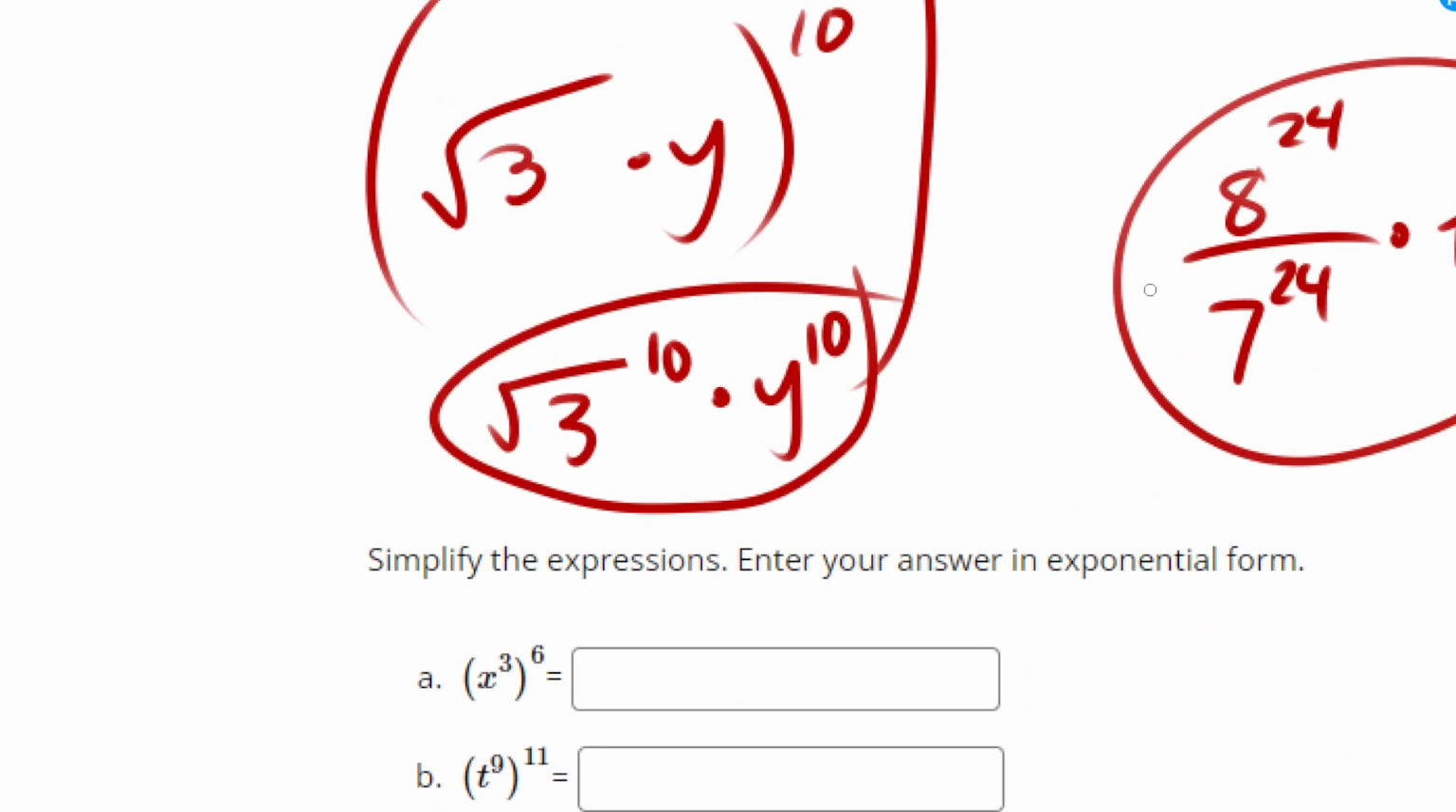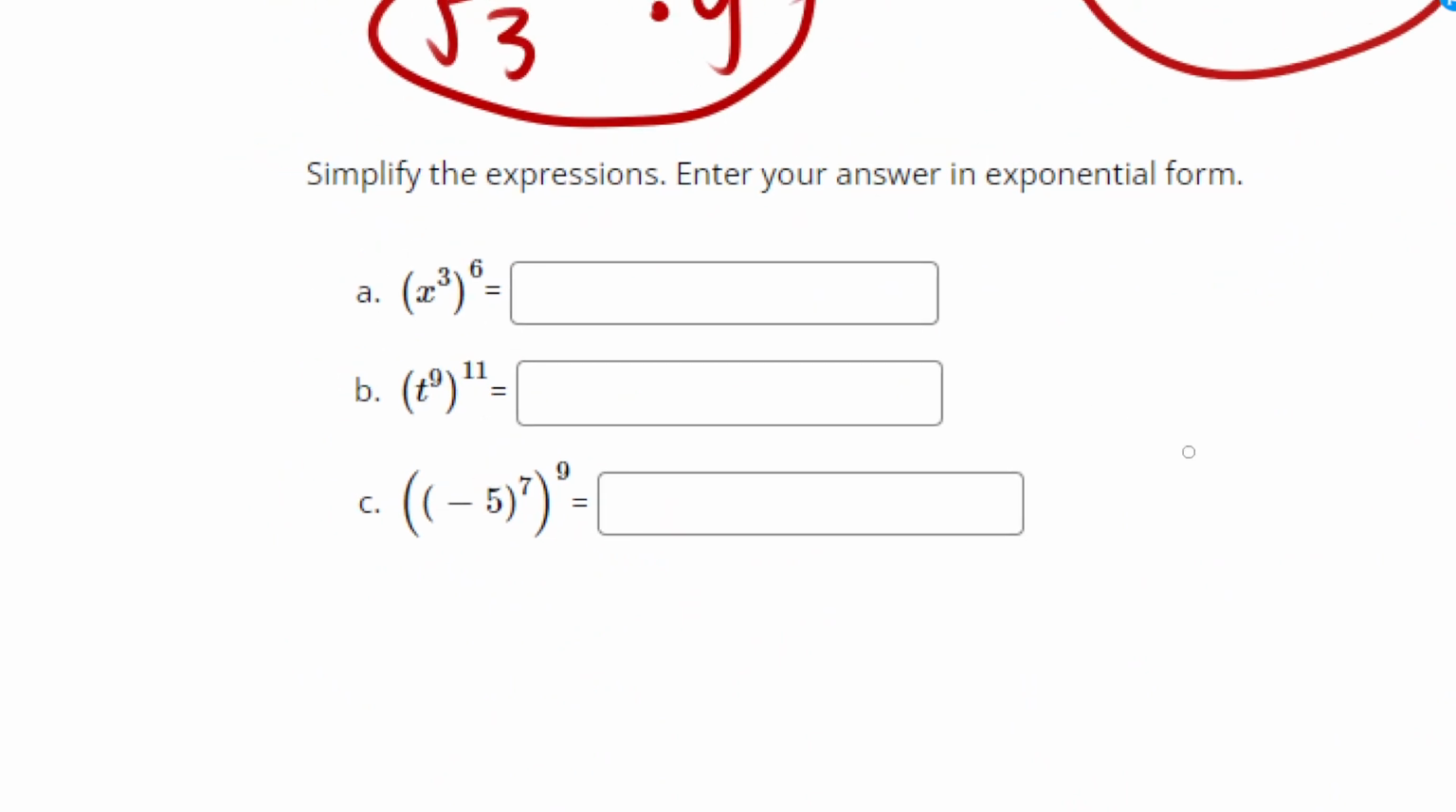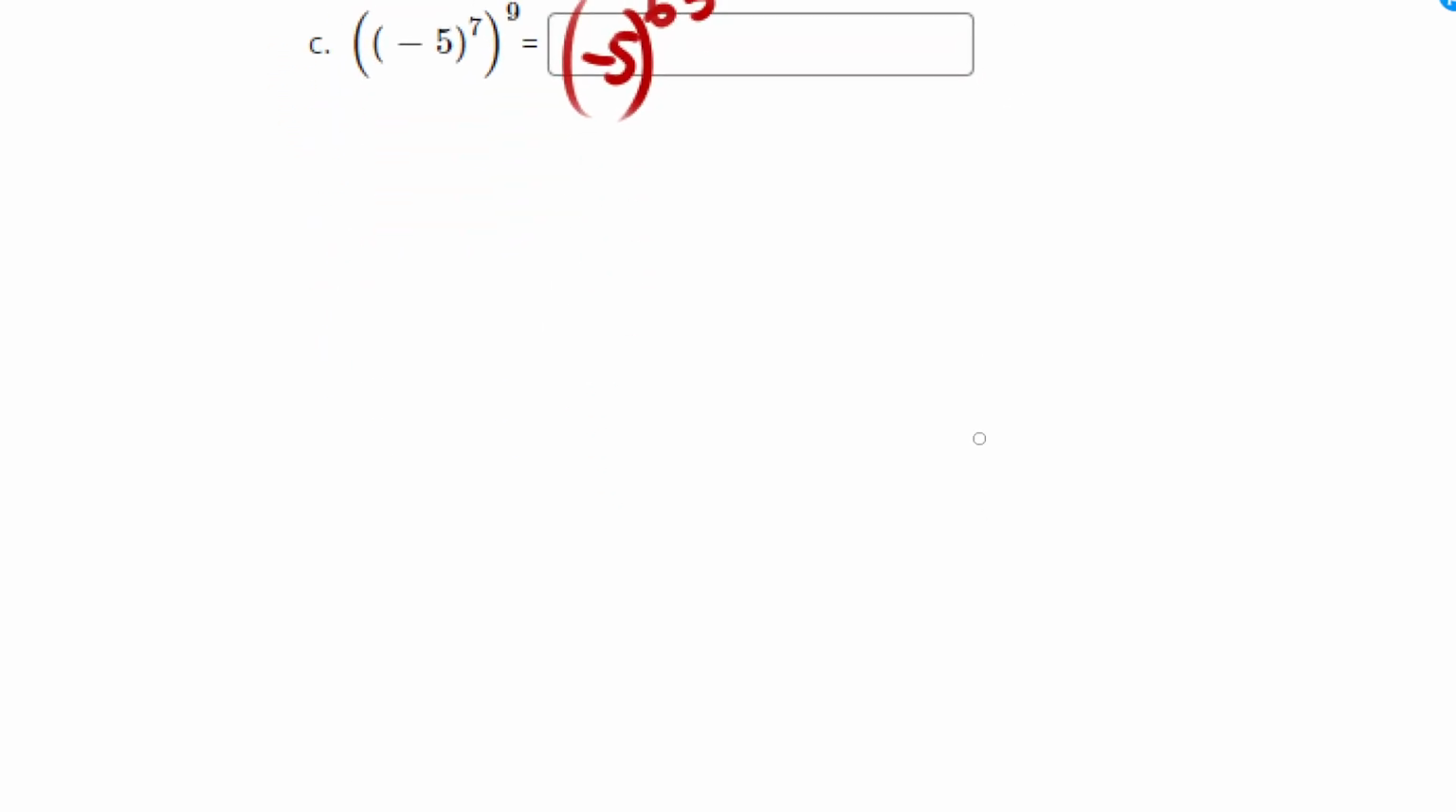This is acceptable. This one says simplify the expression. We know that this multiplies out, so we have x to the 18th, we have t to the 99th, and we have negative 5 to the 9 times 7, which is 63. And you probably still want parentheses around that negative 5 because it does change the value.